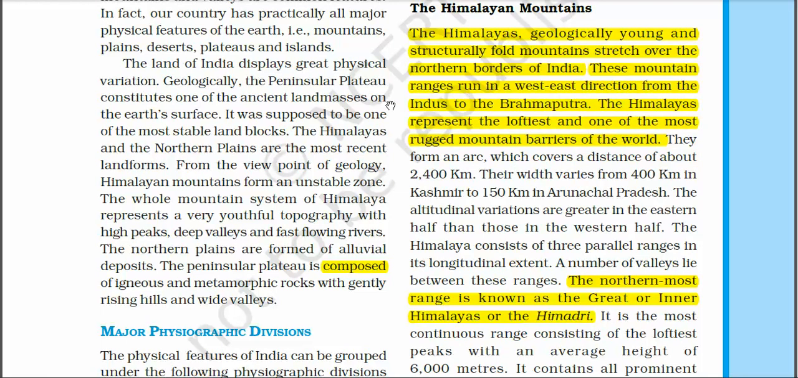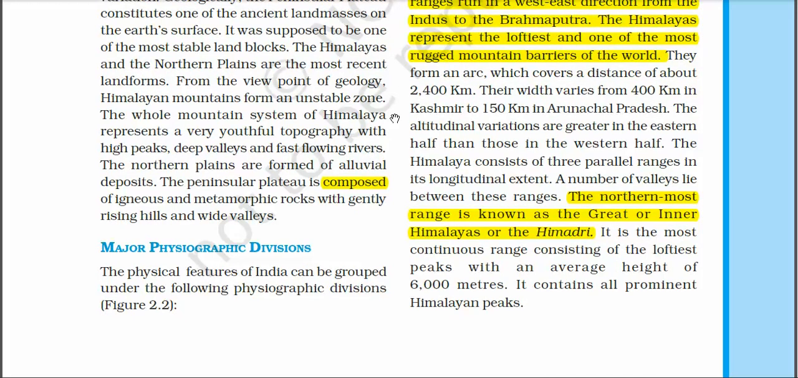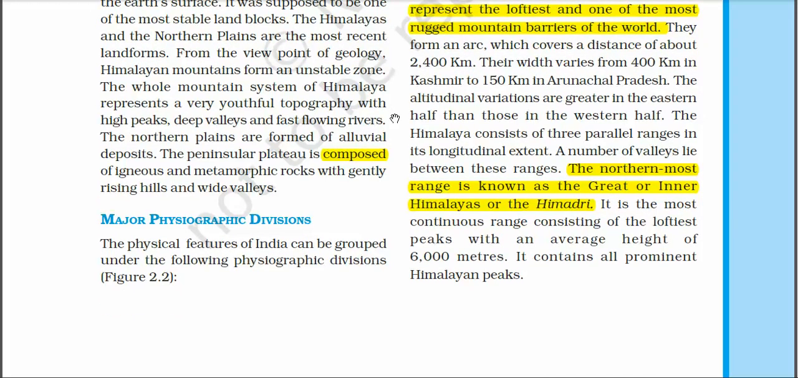These mountain ranges run in a west-east direction from the Indus to the Brahmaputra, and these are the loftiest mountains of the world. They are around 2400 km long and their width varies from 400 km in Kashmir to 150 km in Arunachal Pradesh.